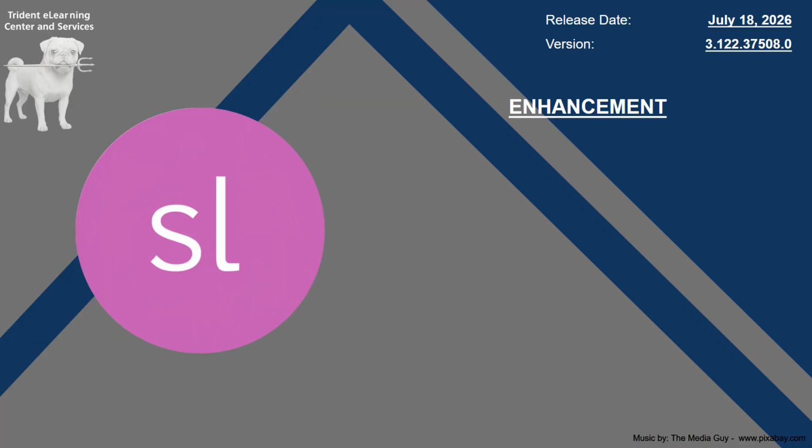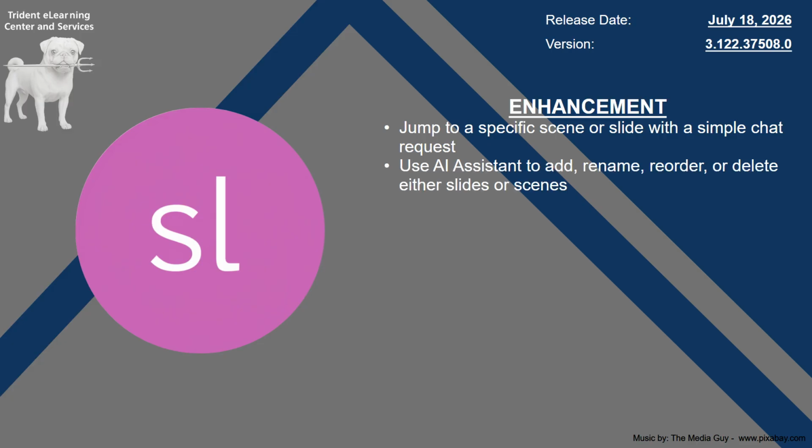The first 2 enhancements are directly related. If you've been using the experimental AI chat features introduced 2 weeks ago, you'll recognize these. They've been promoted from experimental to standard features. The first allows you to navigate large projects faster by jumping to a specific scene or slide using a simple chat request. The second lets you organize your project structure directly through AI chat, adding, renaming, reordering, and deleting scenes and slides without manually dragging things around in Story View.